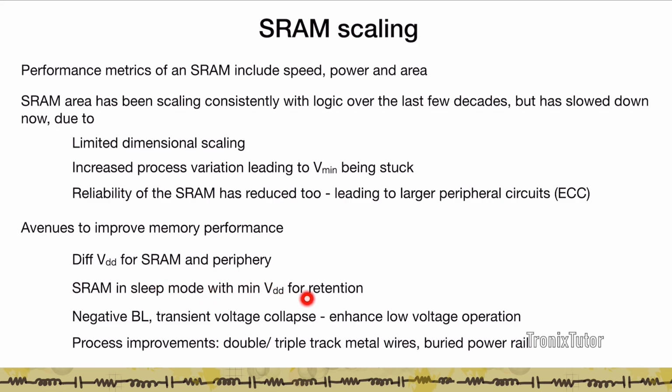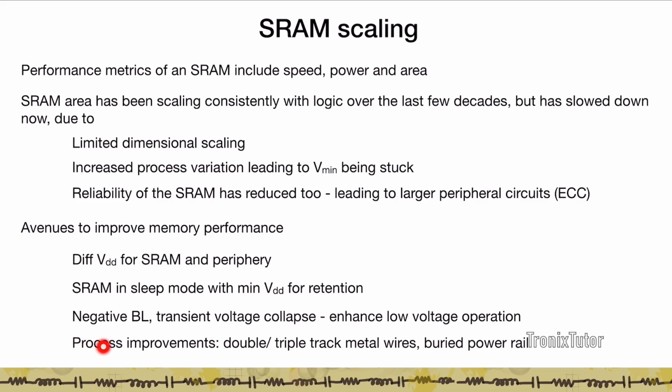By reducing the voltage on the SRAM, you reduce the leakage current in the SRAM. There are also other interesting techniques like using negative bitline voltages and transient voltage collapse, which can be used to enhance the low voltage operations. Again, the goal here is to reduce the power consumption in the SRAM because of the high bandwidth, you're continuously accessing the SRAM, so you want to ensure that you operate it at as low voltages as possible without really sacrificing the margin.